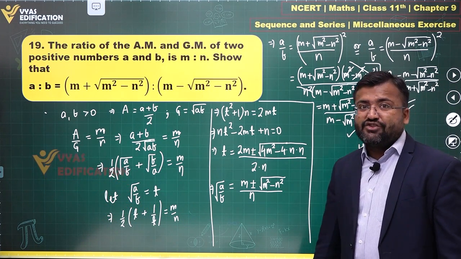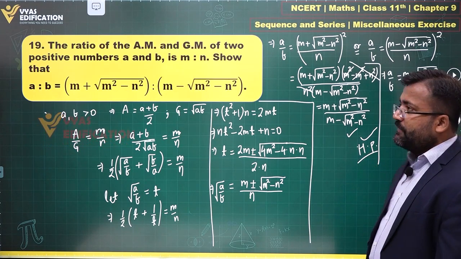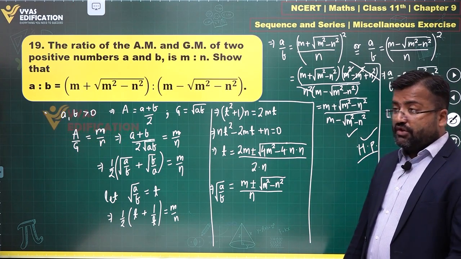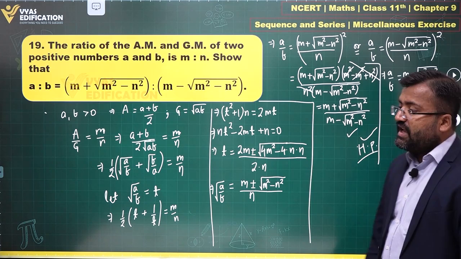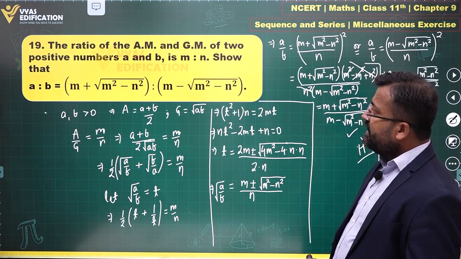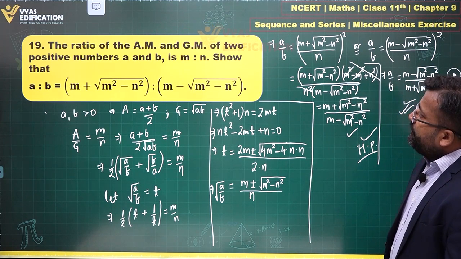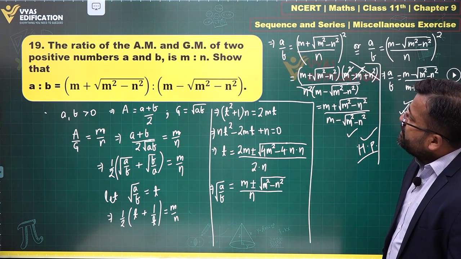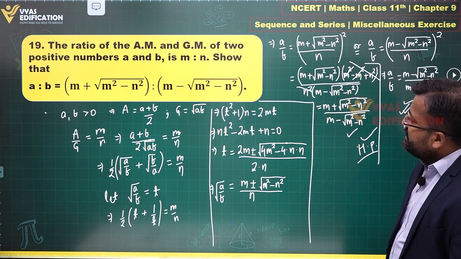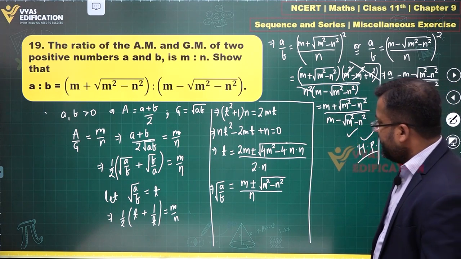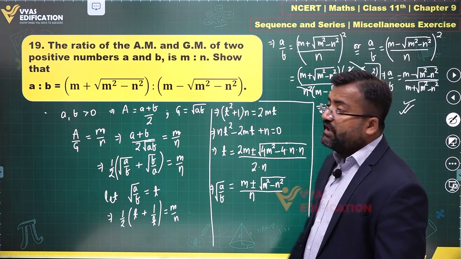Show that a is to b is equal to this. That's what we have done. But you should be aware, okay, this can be equal to this as well. Is that all? Yes. Is there any other thing given in this question to differentiate between these two? Frankly speaking, no. The ratio of the arithmetic mean and geometric mean of two positive numbers a and b is m is to n. There's nothing else given other than that. And that's all that you have in this question.